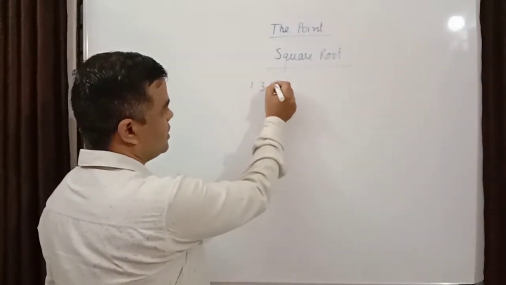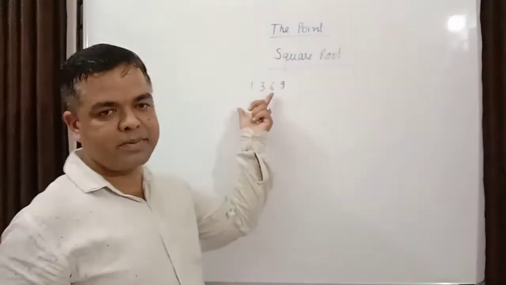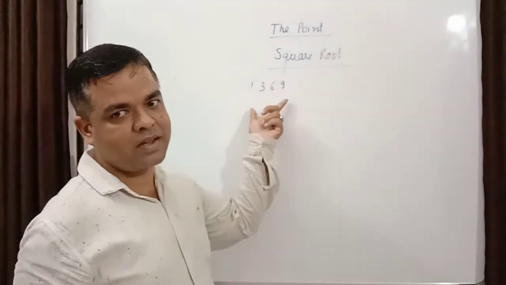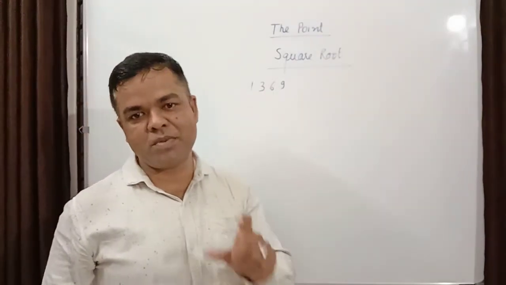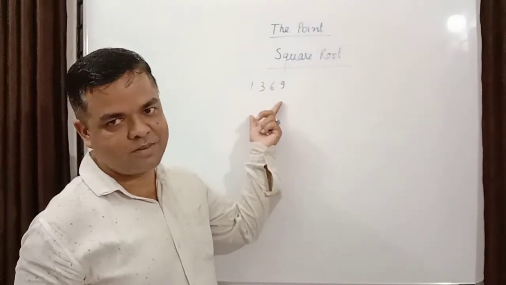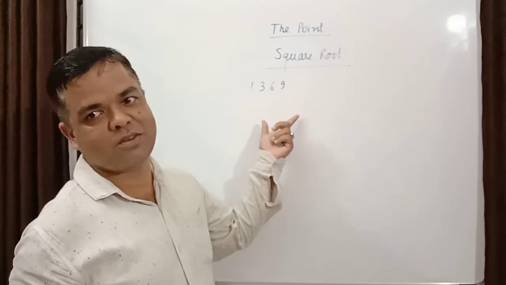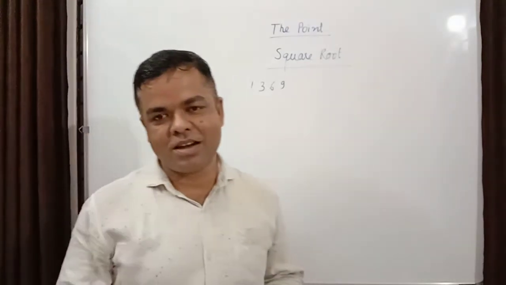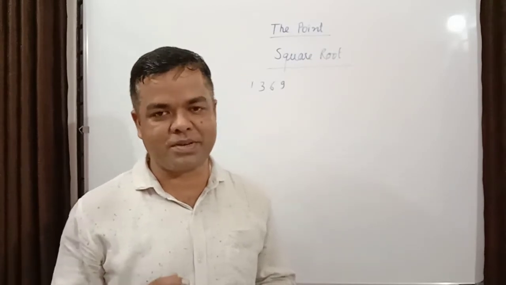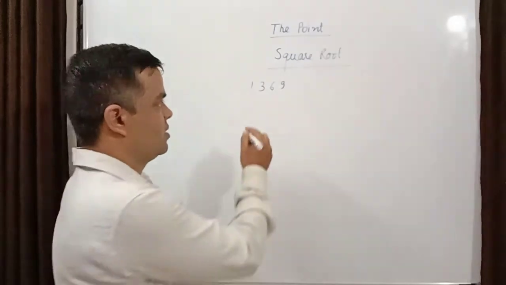1369. What will be the square root of this? If you remember squares up to 50, then it is the square root of 37. So for these numbers, you don't have to calculate. That's why I told you to at least learn by heart squares and square roots up to 50. Now the question will be asked like this.